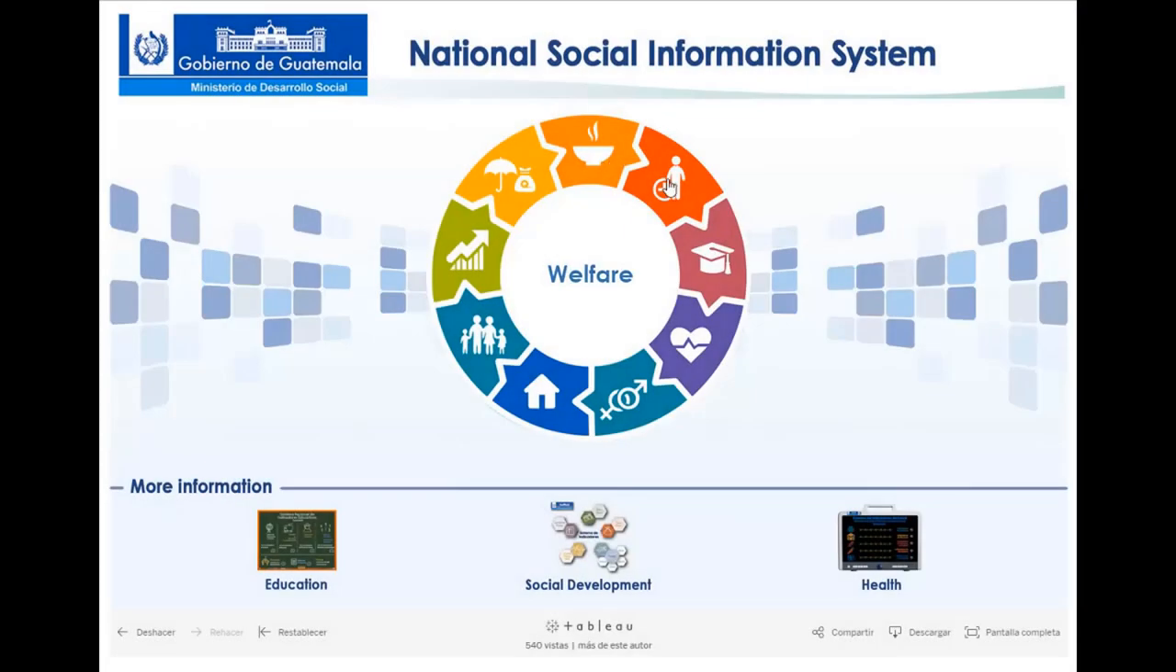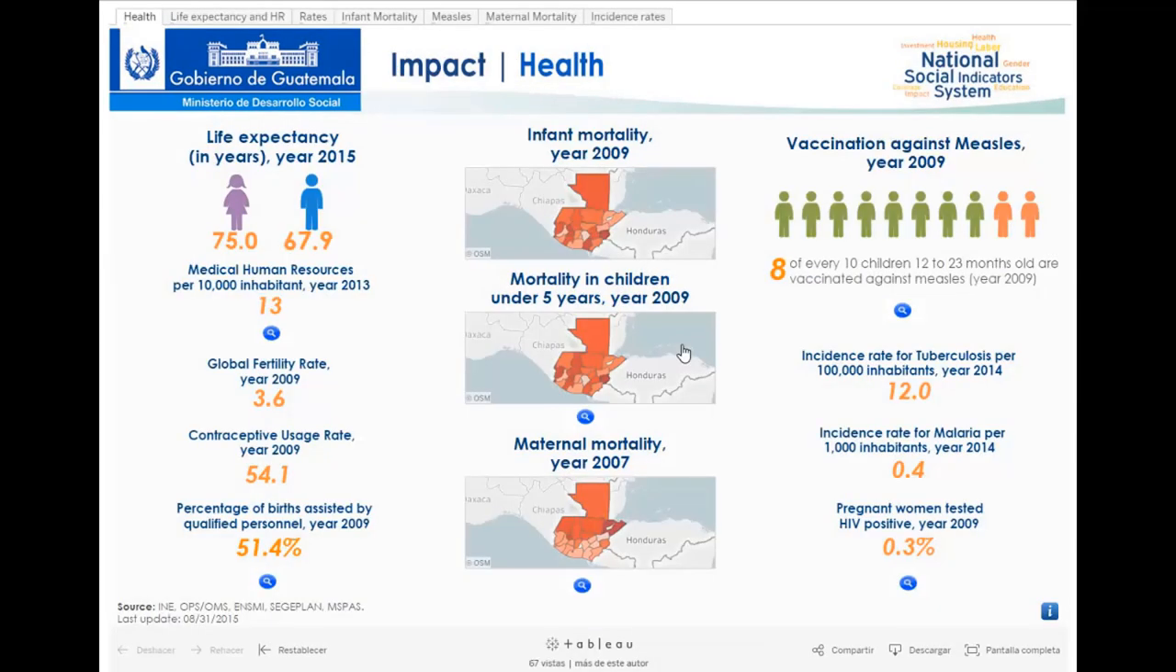Now, the National Social Indicator System shows information from 8 different sectors. You can see how it's changing from different sectors: education, health, economy, coverage, and whatever. If you click on a specific one, it opens that specific dashboard. So here we have the specific indicators for the health sector. They basically illustrate the state of health in Guatemala.